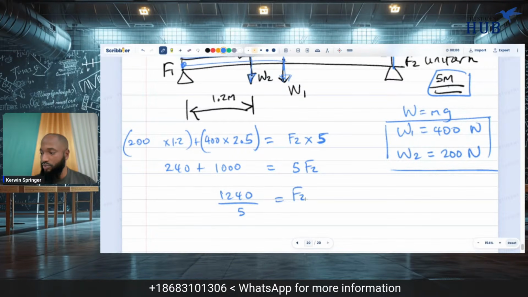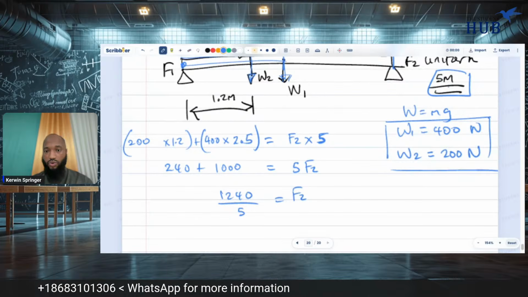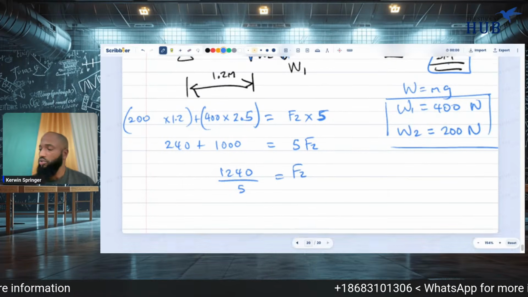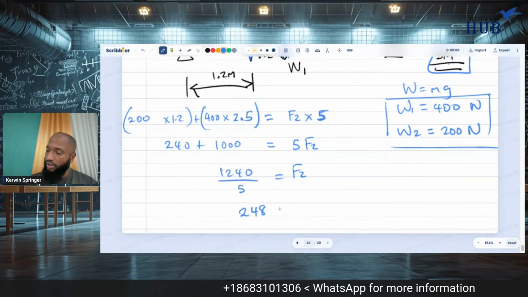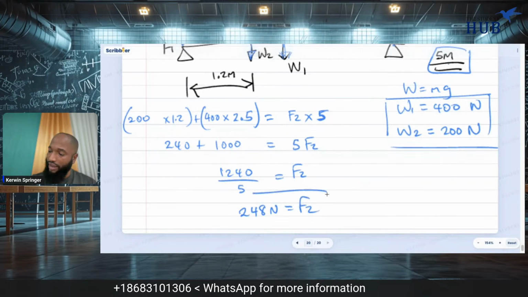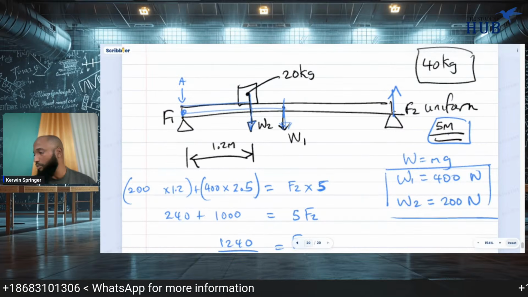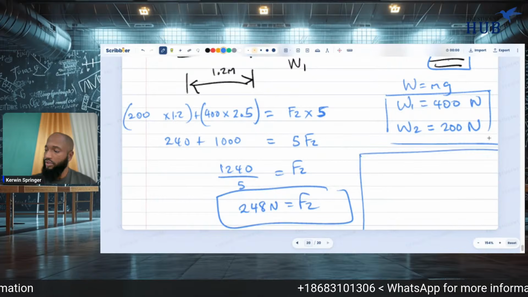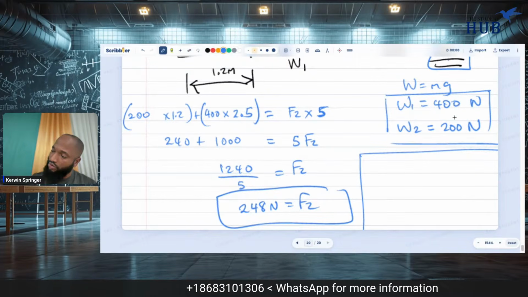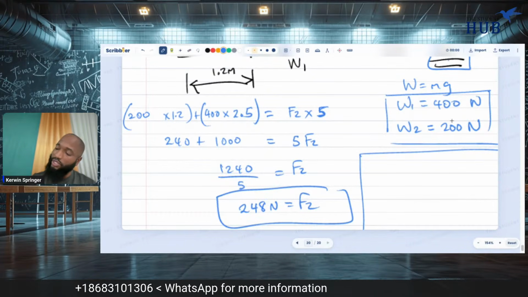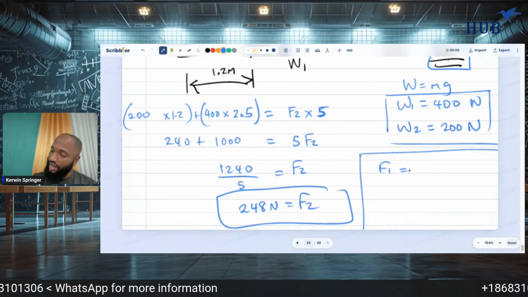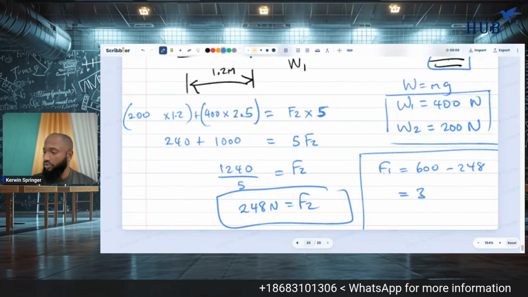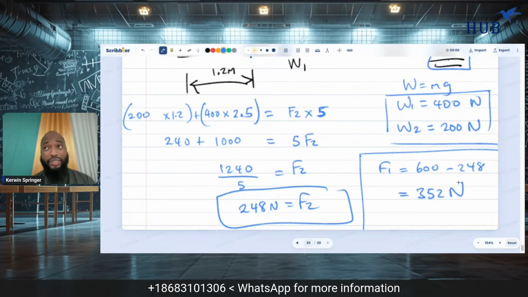So how much is F2? 248. So what is the shortcut to find F1 now that you found F2? Do you have to go back and take moments about this point and find F1? What is the shortcut? Remember, the downward forces are 400 and 200. It's 600, and it must be equal to the upward forces. So F1 would be 600 minus 248, which is 352. Everybody understand that question?